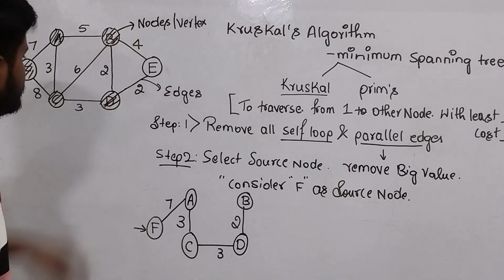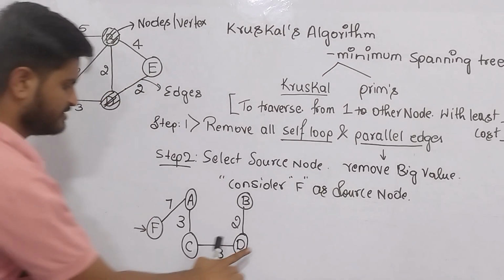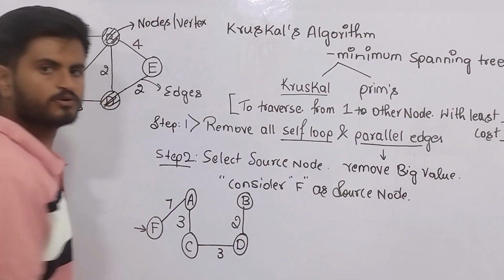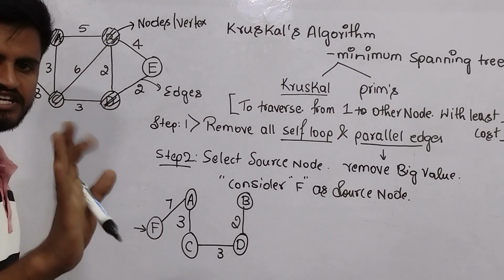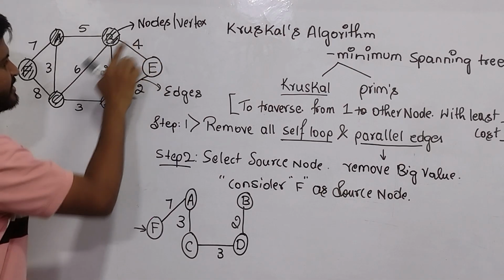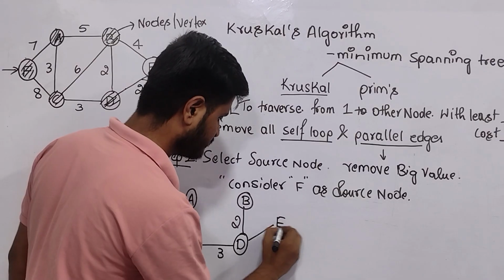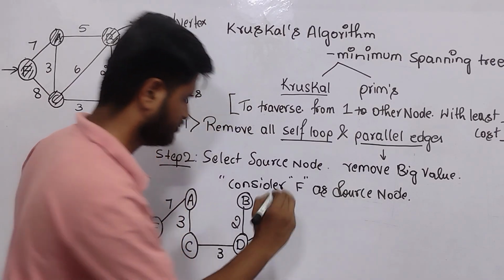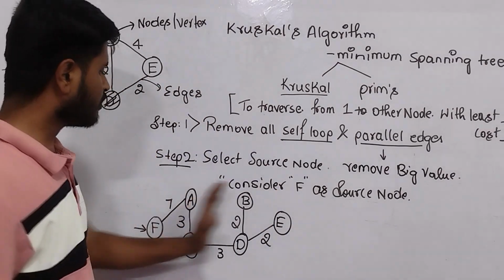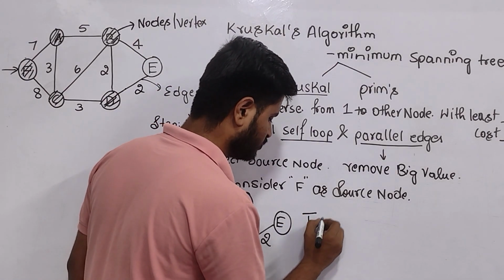If you see E, you can come from D to E or from B to E. You must come with the least cost. From D to E it is 2, from B to E it is 4. Which path will you choose? From D to E, with the least cost of 2. Now we have traversed all the nodes with the least cost. The final step is finding the total path cost.